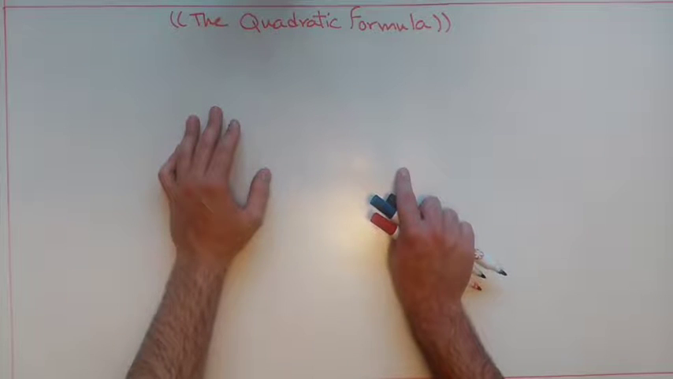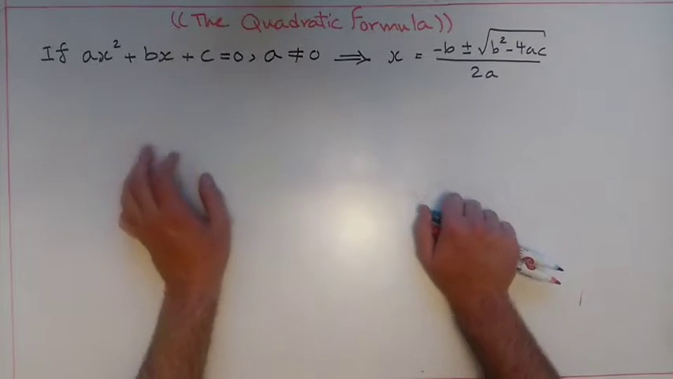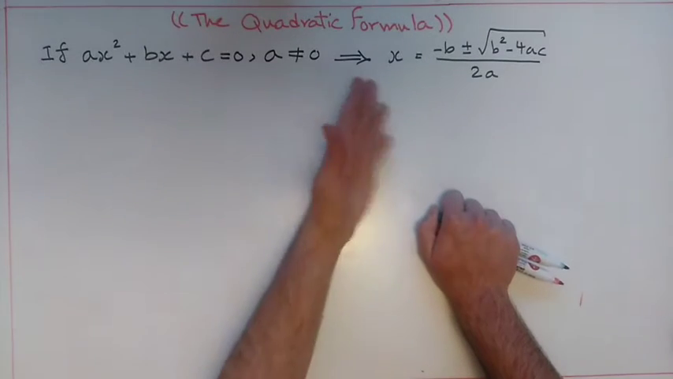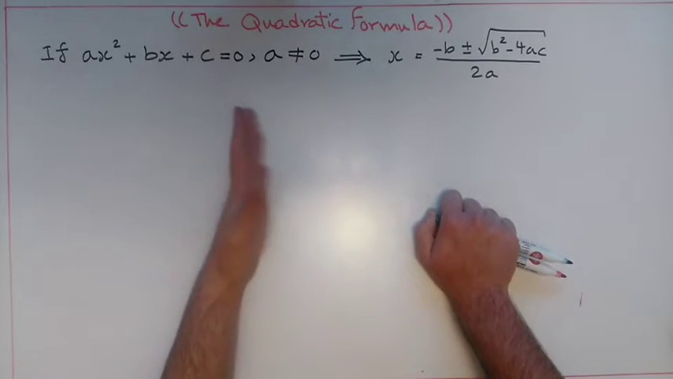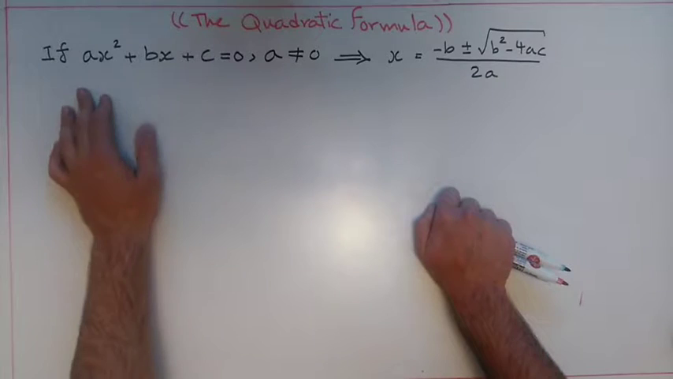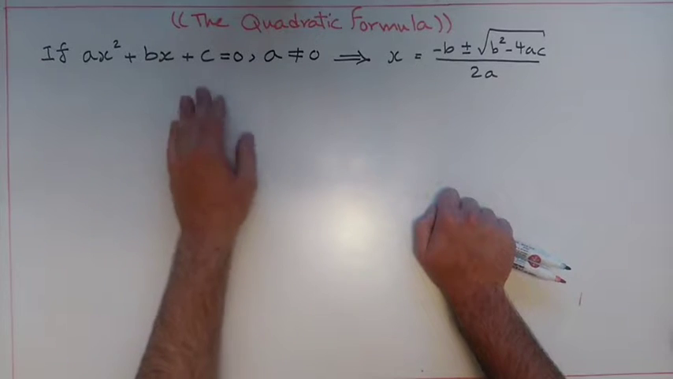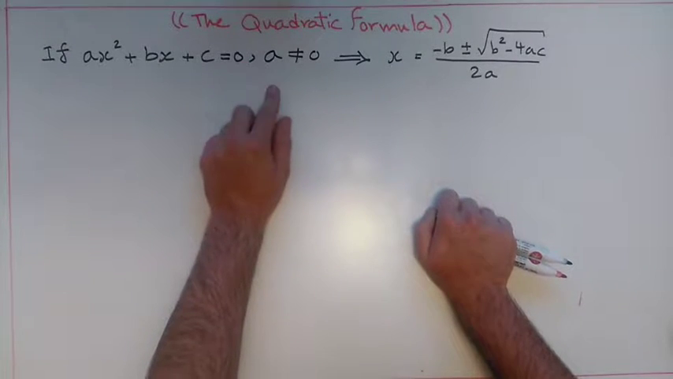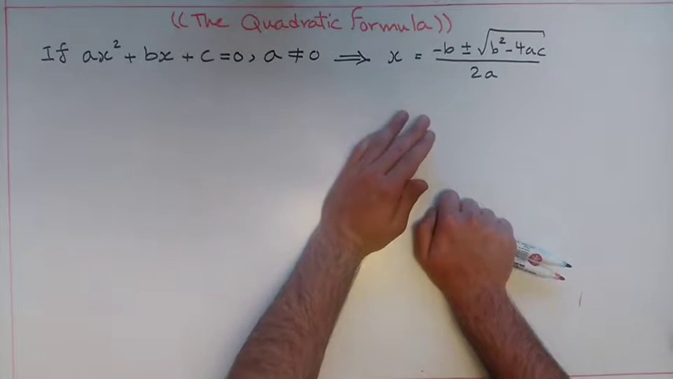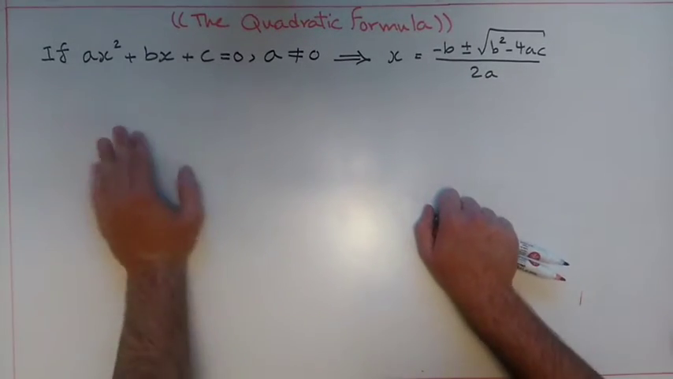Today we're going to learn how to solve quadratic equations using the quadratic formula. First of all, we need to prove the quadratic formula. The quadratic formula gives us the two values of x in a quadratic equation. Basically, what we need to prove is that if ax squared plus bx plus c equals 0, and a is a number other than 0, then x equals negative b plus or minus the square root of b squared minus 4ac, over 2a. So we need to prove that.